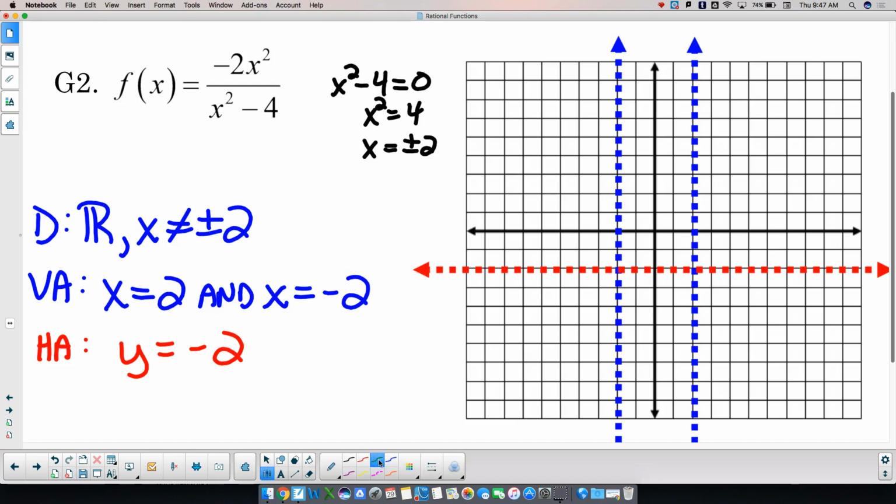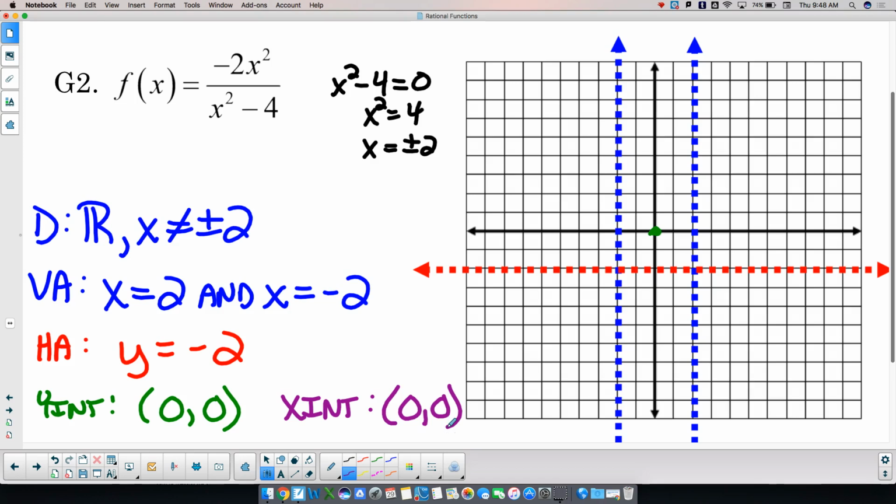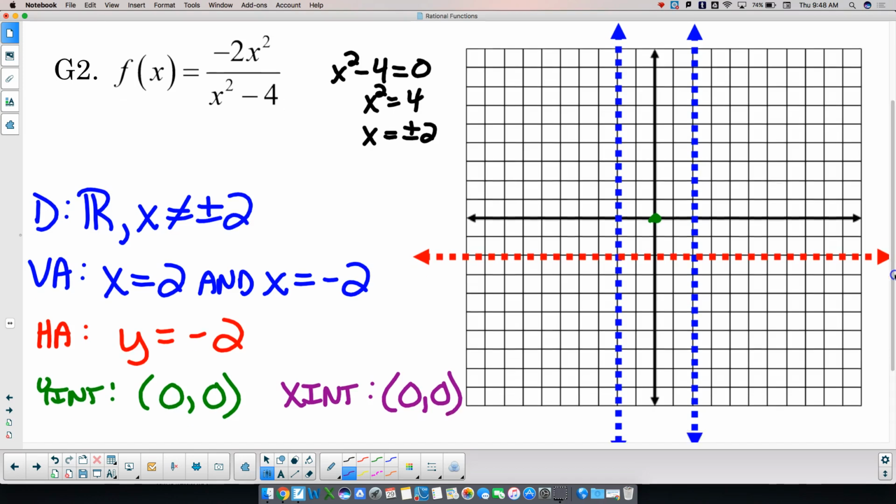Y-intercept. X equals 0. Top becomes 0. Bottom becomes negative 4. So that gives me a y-intercept of the origin, which would also be my x-intercept. Yes? Okay. So then I need to do some T-chart action.